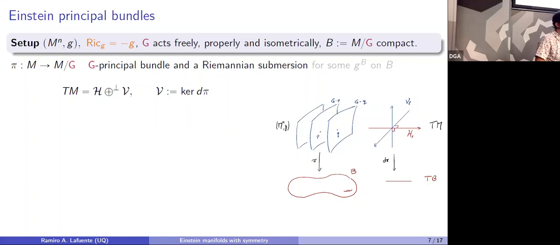This is very well known, right? And so this projection is a Riemannian submersion. So what do I mean by that? Well, here you have the G orbits. This is M, right? So you have the G orbits. G is non-compact, so that's why the picture is like that.